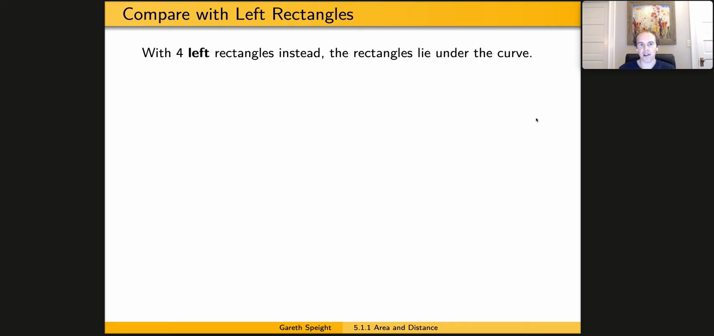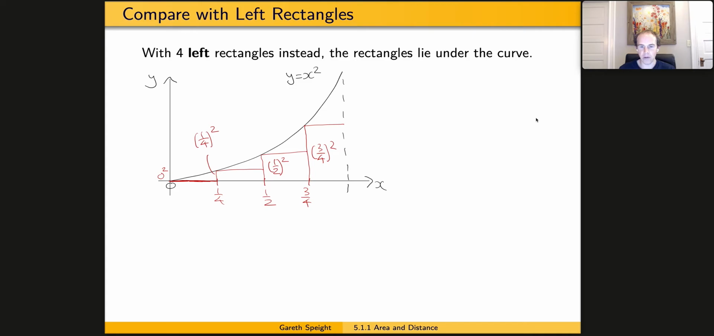Let's compare with left rectangles. So suppose instead of using 4 right rectangles, we use 4 left rectangles. What kind of picture would we get? We would play the same game, right? We have the same function x squared from 0 to 1. We chop 0, 1 up into 4 pieces. Each of them are length 1/4. So our subintervals are the same again, right? 0 to 1/4 to 1/2 to 3/4 to 1.